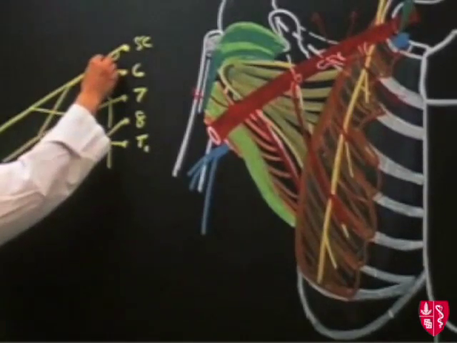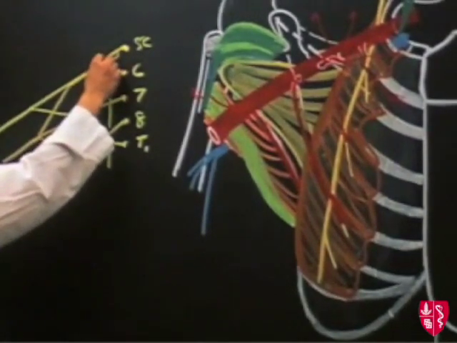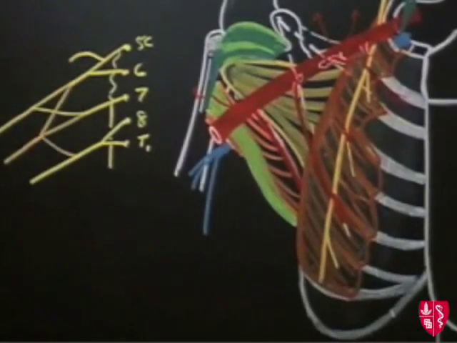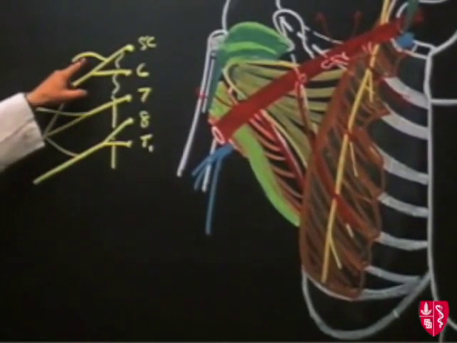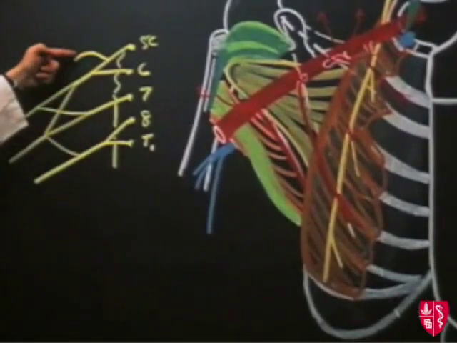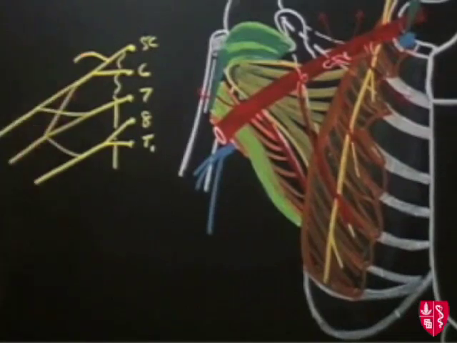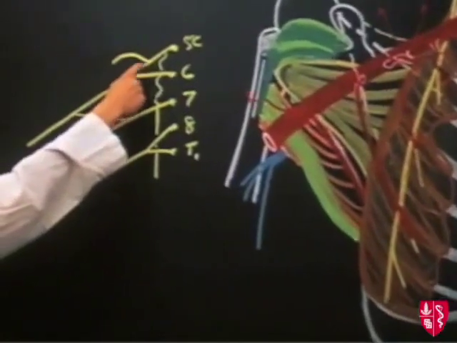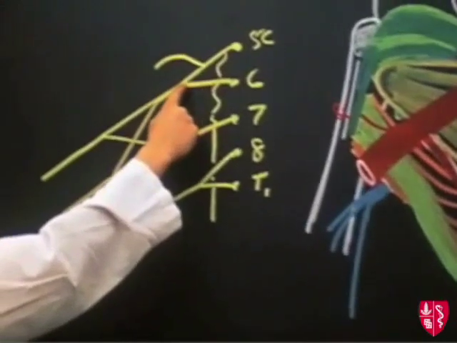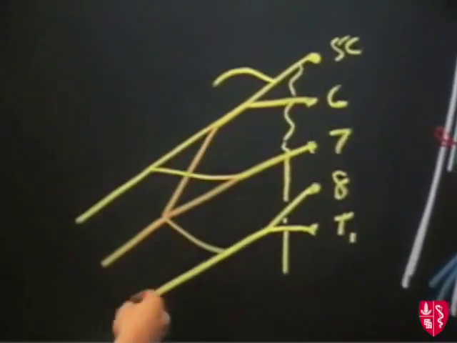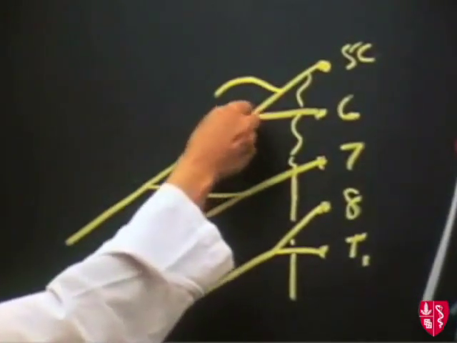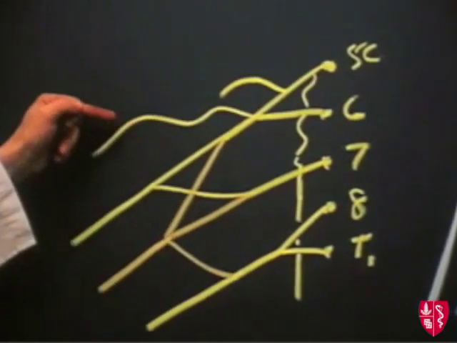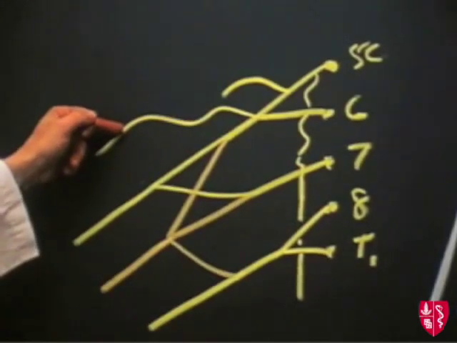From the fifth cervical nerve, or the fifth cervical root of the plexus, there is a little nerve here known as the dorsal scapular nerve. This will supply the levator scapulae and the rhomboid muscles. This point here is often referred to as Erb's point, the point where the fifth and sixth cervical roots unite to form the upper trunk. Here we have the suprascapular nerve, which crosses the posterior triangle and will eventually supply the supraspinatus and infraspinatus muscles.